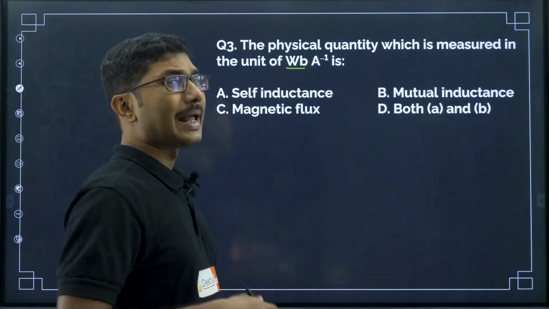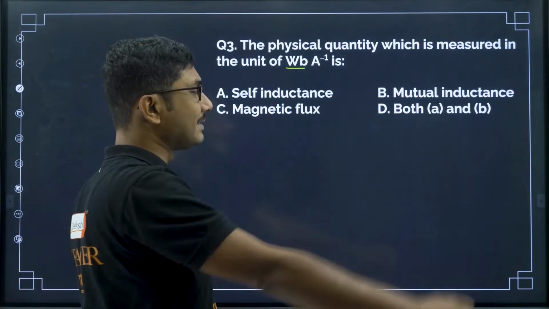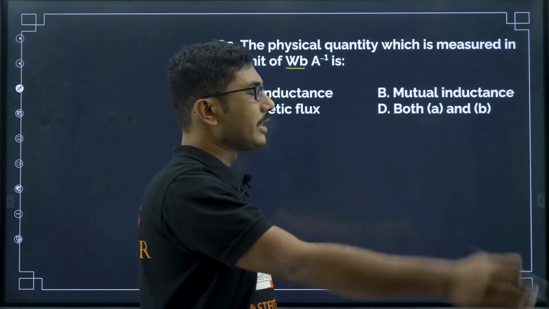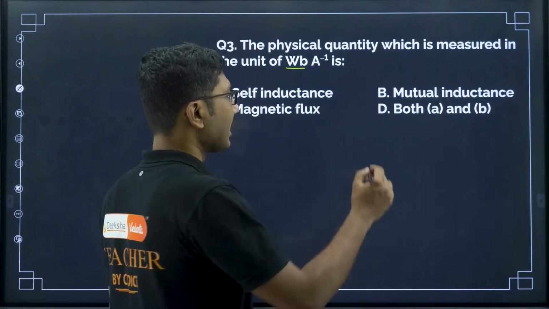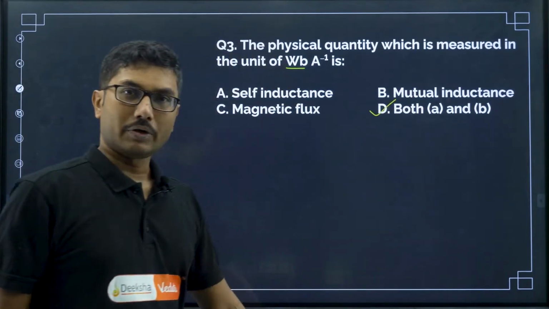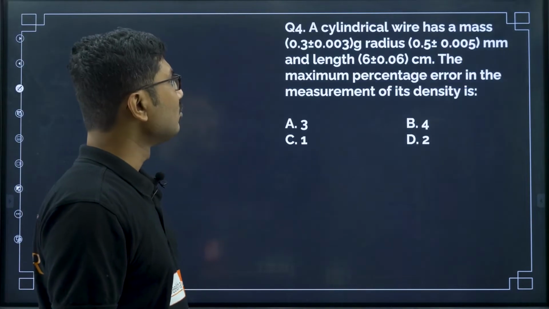Okay, Weber per ampere is the unit of either self inductance or mutual inductance; both have the same unit. So the correct answer is option D. Okay, so this is the correct answer. Now, let us move on.